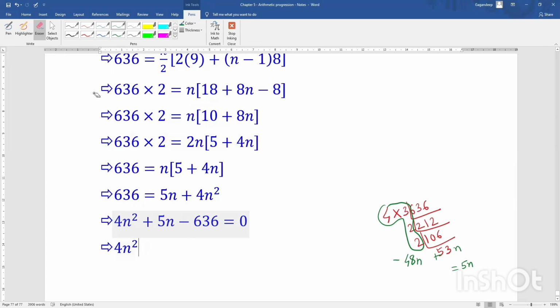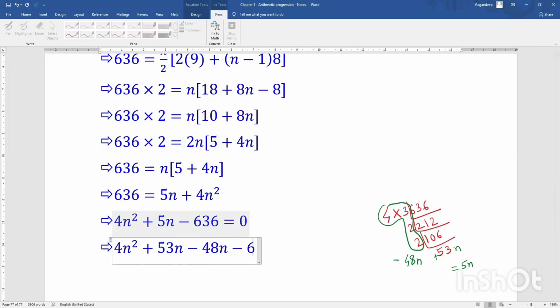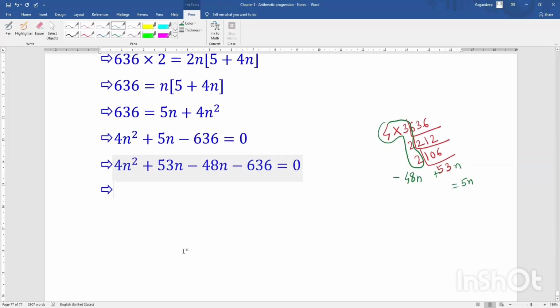So here we have 4n square plus 53n minus 48n and then minus 636 equals to 0. Okay. And then next we are going to take down n as the common factor.